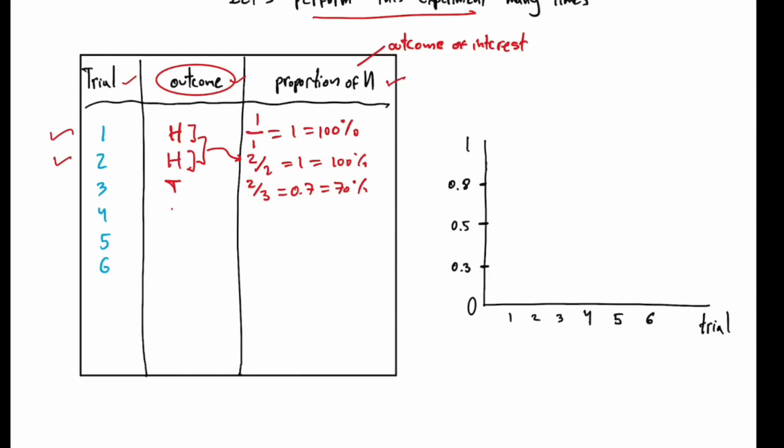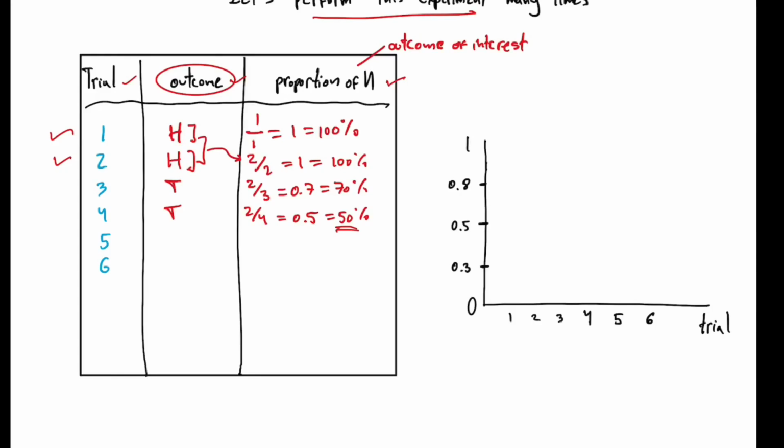Number 4, we get tails again. Remember, this is a theoretical experiment. Imagine me just flipping a coin, right? Anything can come up. Let's see, and we're looking at what's happening to the probability. So we got tails. That's 2 divided by 4, which is going to be 0.5. Oh, wow. We got pretty close to natural probability of getting heads, which is 0.5. Well, not close. We literally just got that number.